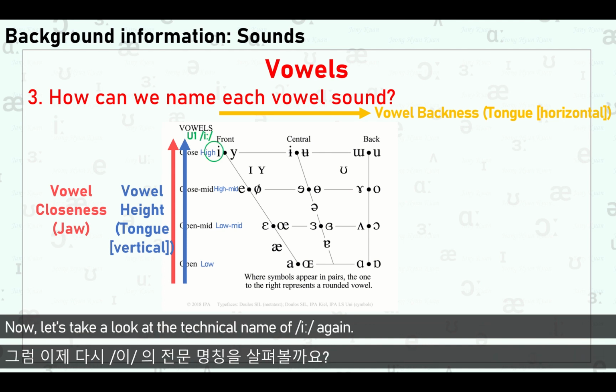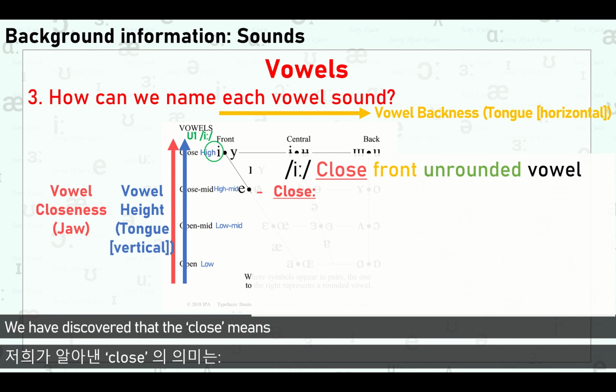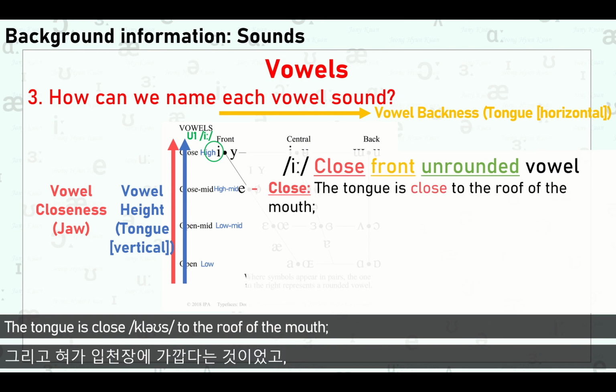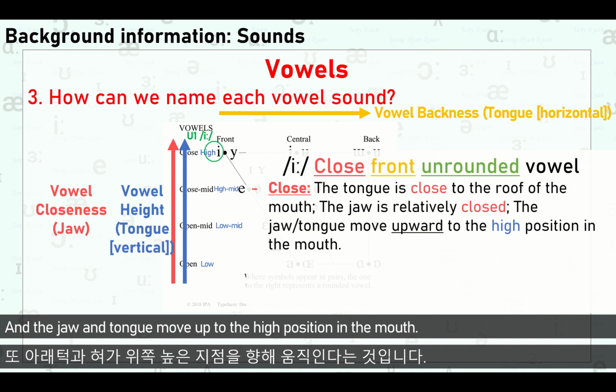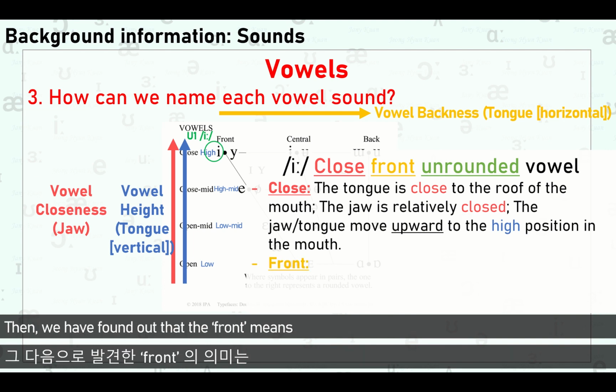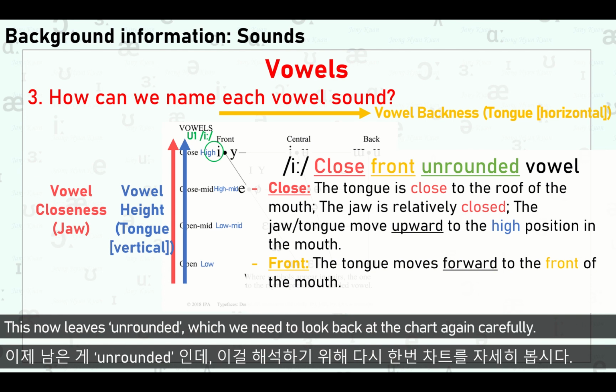Now let's take a look at the technical name of E again. We have discovered that the close means the tongue is close to the roof of the mouth, the jaw is relatively closed, and the jaw and tongue move up to the high position in the mouth. Then we have found out that the front means the tongue is moving forward to the front of the mouth. And this now leaves unrounded, which we need to look back at the chart again carefully.